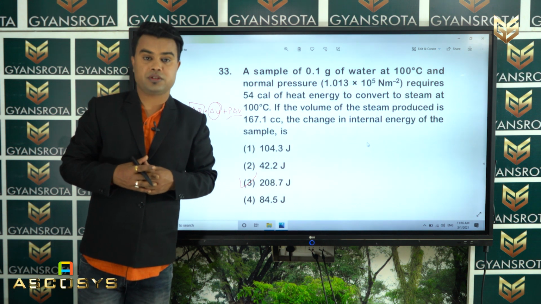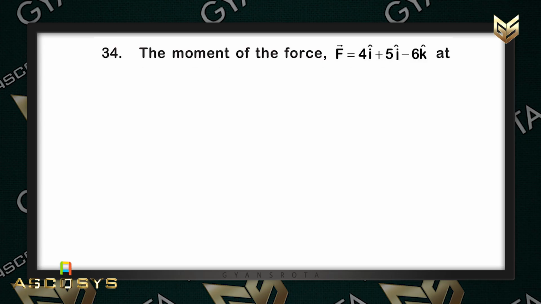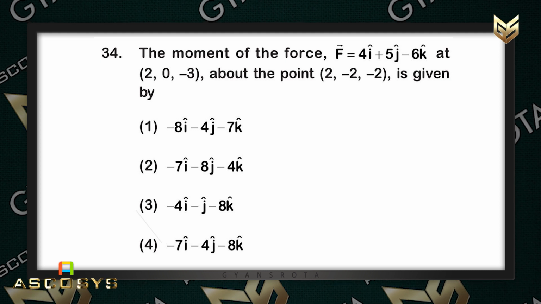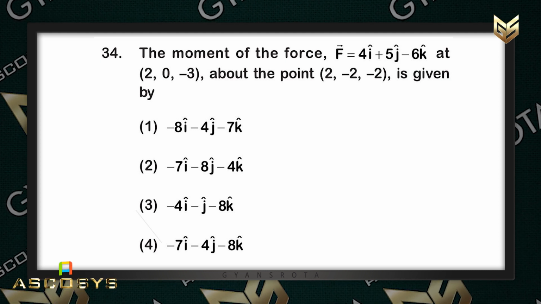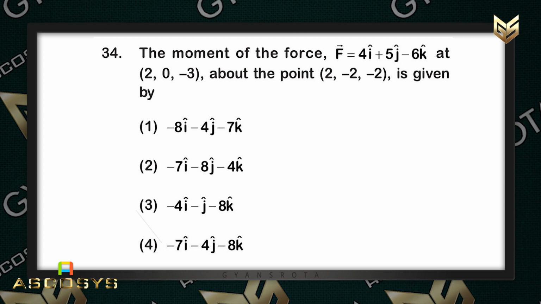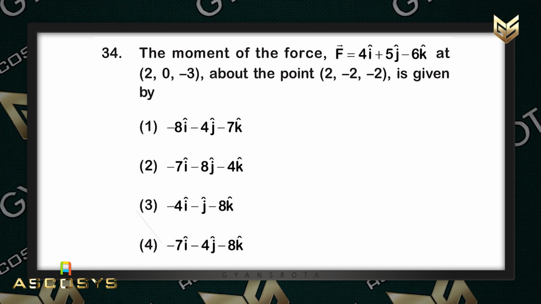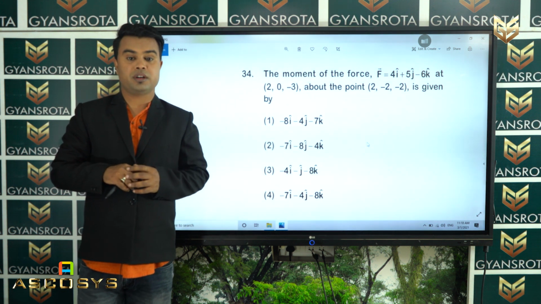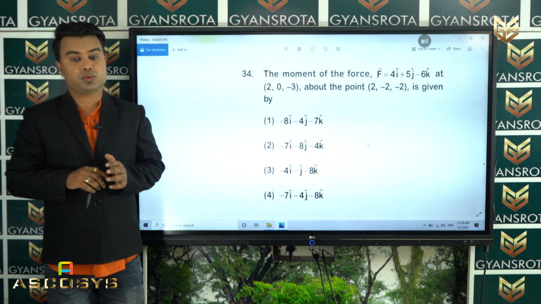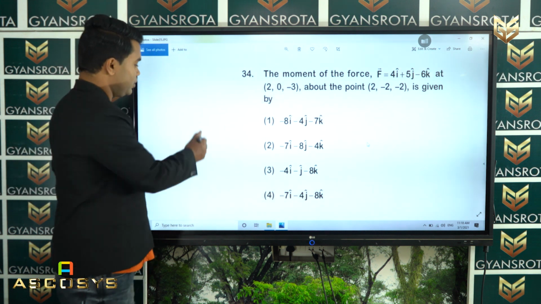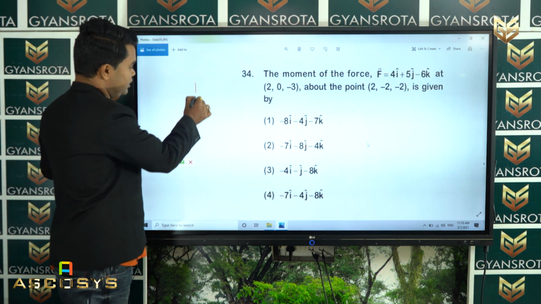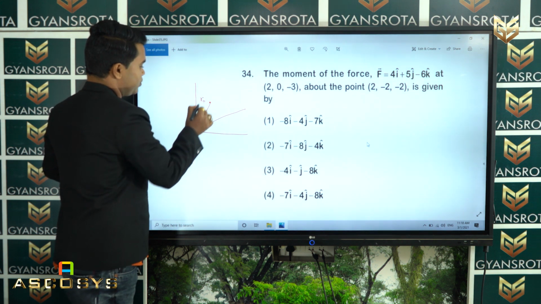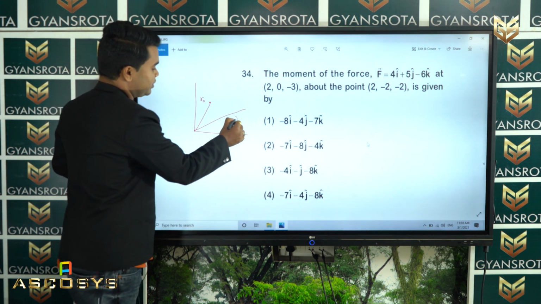So let us go to the next question, that is question number 34. The moment of the force F equal to 4i cap plus 5j cap minus 6k cap at 2, 0, minus 3 about the point 2, minus 2, minus 2 is given by. 2 points are given. We need to calculate the torque. So how are you going to do it with the two positions? What you have to do is, you take the positions. Suppose this is one point, position vector r naught. This is another position vector r.